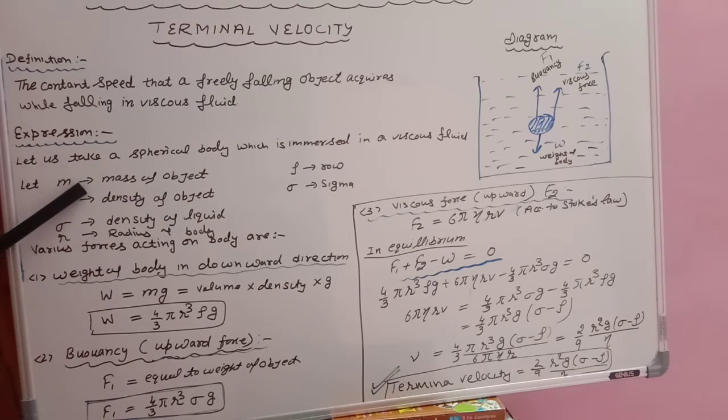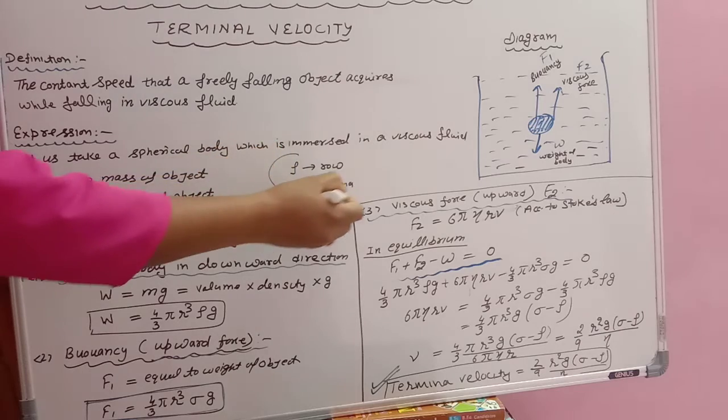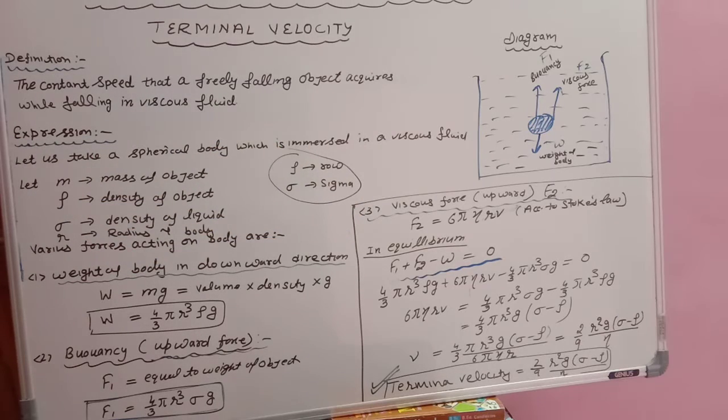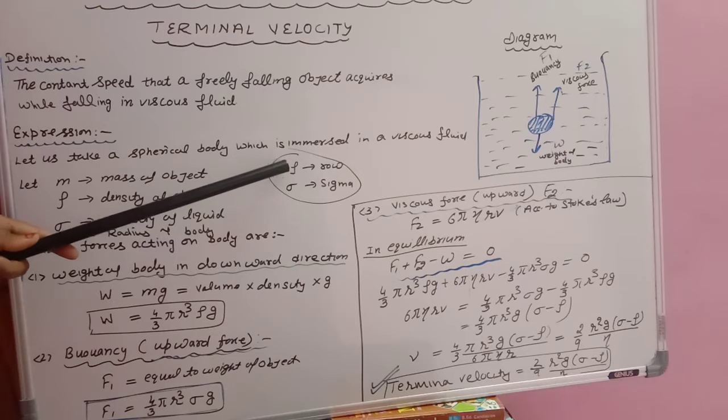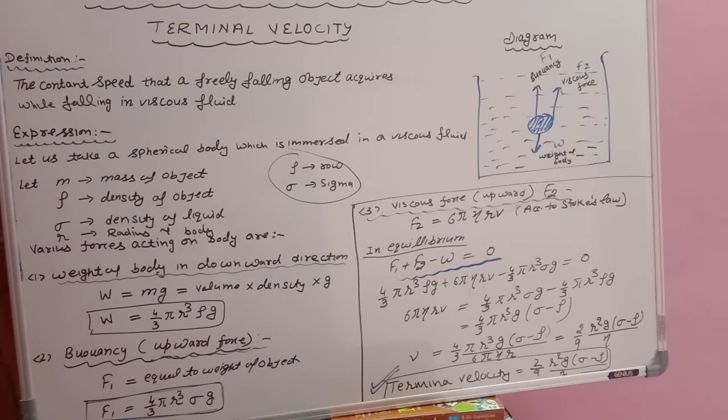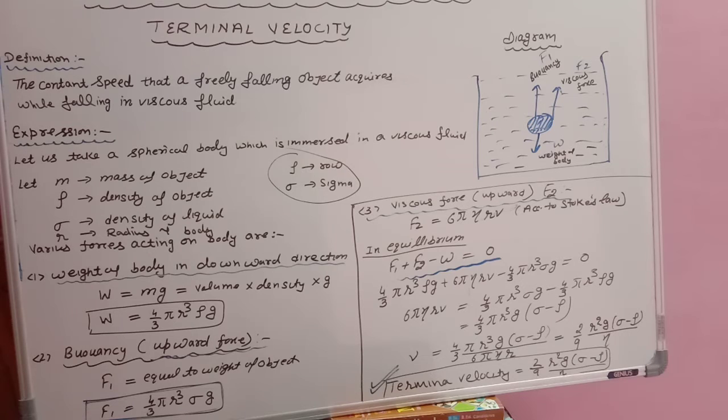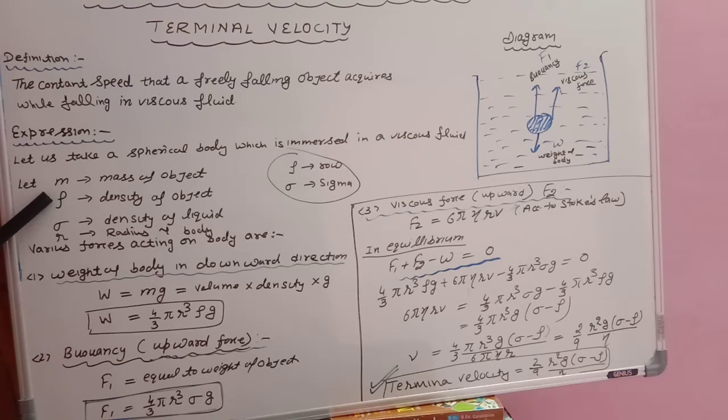M is the mass of the object and rho is the density of the object. Students, I have written here two terms. One is rho, one is sigma. Just for pronunciation: rho, sigma. Okay, so m is the mass of the body, rho is the density of the body. Now sigma is also a density, but it is not the density of the body, it is the density of the liquid. So here two densities are there, so you need to take care. Okay, it is very important. So rho is the density of the object and sigma is the density of the liquid.